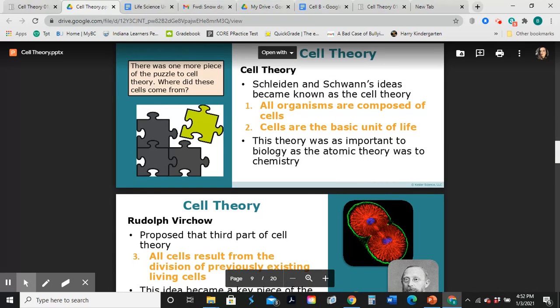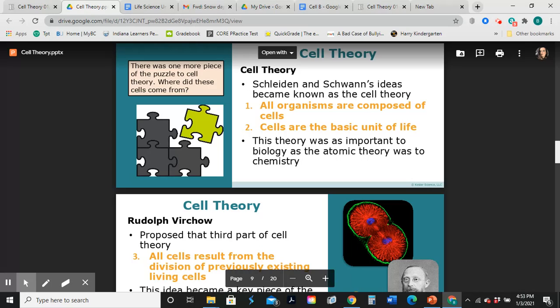Schleiden and Schwann's ideas became known as the cell theory. 1. All organisms are composed of cells. 2. Cells are the basic unit of life. This theory was important to biology as the atomic theory was to chemistry.